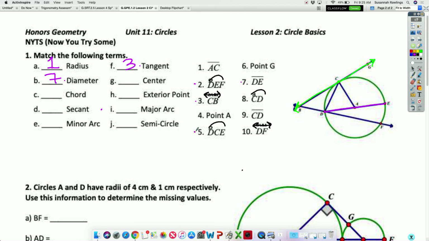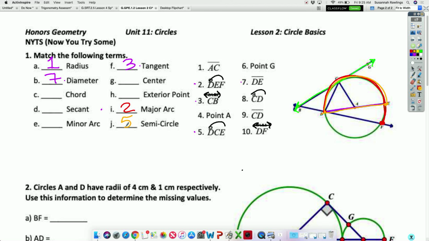Let's do DEF. So what point do I start at? D. Then I go where? E. And then I go F. Is that a semicircle or greater than a semicircle? That's bigger, right? It would have stopped at E if it were a semicircle. So number 2 is going to be our major arc, which means number 5, let's double check that, is hopefully our semicircle. So where am I starting for DCE? I start at D, I go through C, and I end at E. Is that a semicircle, or half a circle? Yeah. So that would be 5.